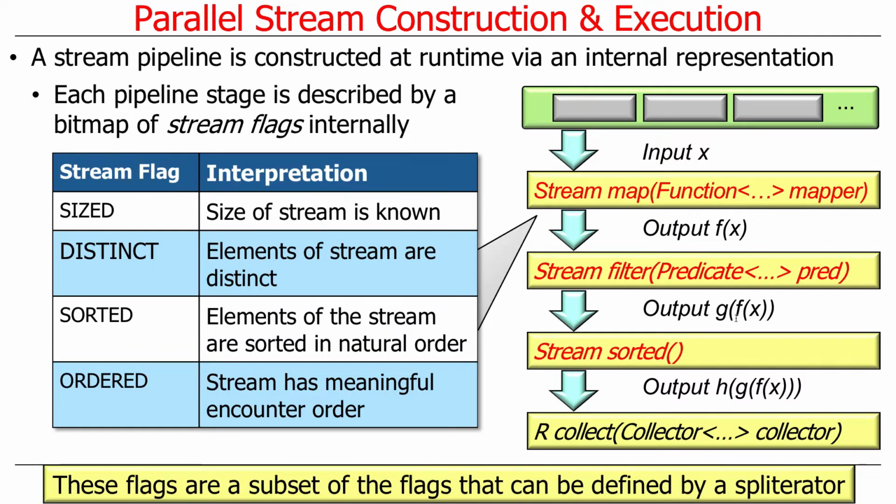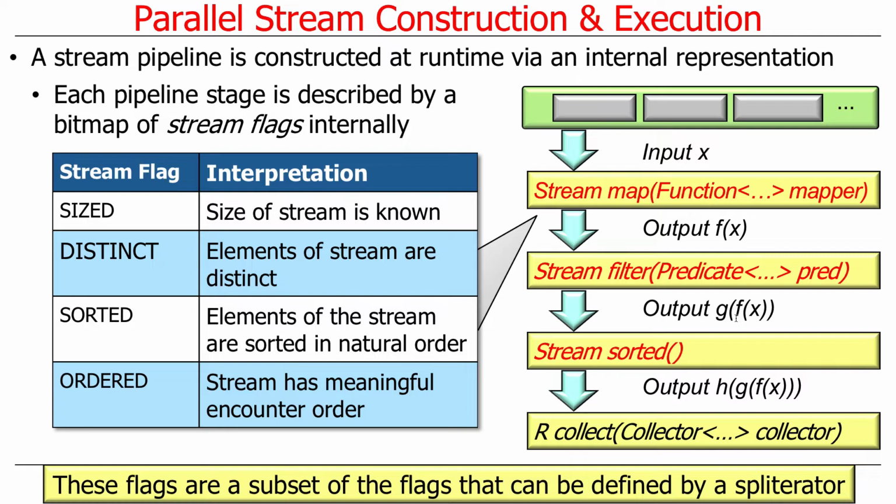Each of the stages in the pipeline is described by the linked list node using a bitmap of stream flags. The internal representation has flags that go along with other internal data stored as part of the stream. Here are some of the things put into this bitmap of stream flags. It indicates whether this operation is sized, distinct, sorted, and ordered. Sized means we know how big the stream is. Let's say you have a stream of n elements from an array list. We know ahead of time how big that is.